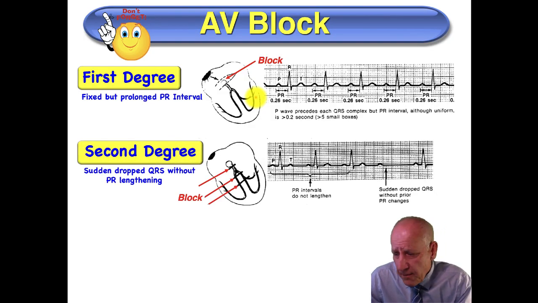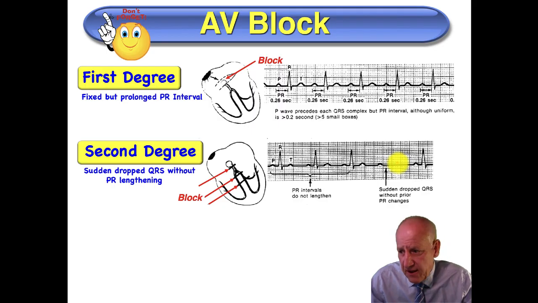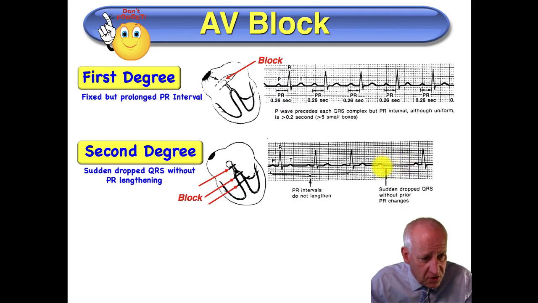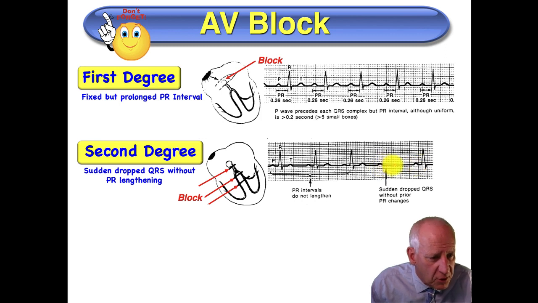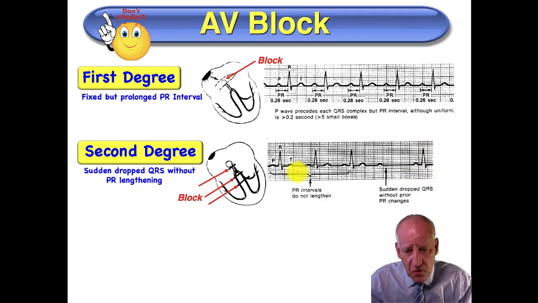Well, how about second degree AV block? That occurs when the atrial impulse is transmitted to the ventricles only sporadically. So occasionally, for example right here, a P wave fails to trigger a QRS complex. There should be a QRS complex here, but that atrial excitation did not traverse the AV node to excite the ventricle. That sudden dropped beat will result in a prolonged filling, which will cause a palpitation on the next beat. So we see second degree block when there is a sudden dropped QRS without PR lengthening.